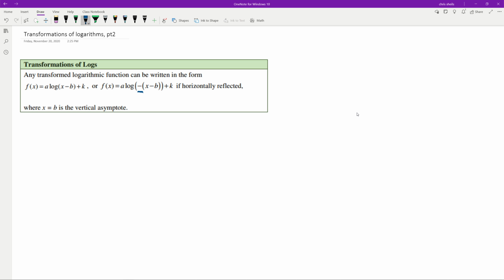on the inside. This will make these transformations more readily apparent. If I don't factor out this negative sign from a horizontally reflected logarithm, then I'm much more likely to misidentify my transformations. And here, x equals b is also the vertical asymptote.